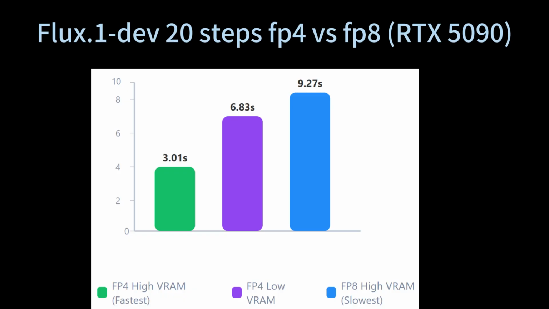So this graph presents the FP4 versus FP8, because we ran FP4 using both high VRAM and low VRAM mode. We see that for the high VRAM FP4, it took about 3 seconds to generate one image using 20 diffusion steps. For the low VRAM FP4, it's almost double, which is 6.8 seconds for one image. We showed the FP8 one using ComfyUI, it took about 9.27 seconds to generate one image.